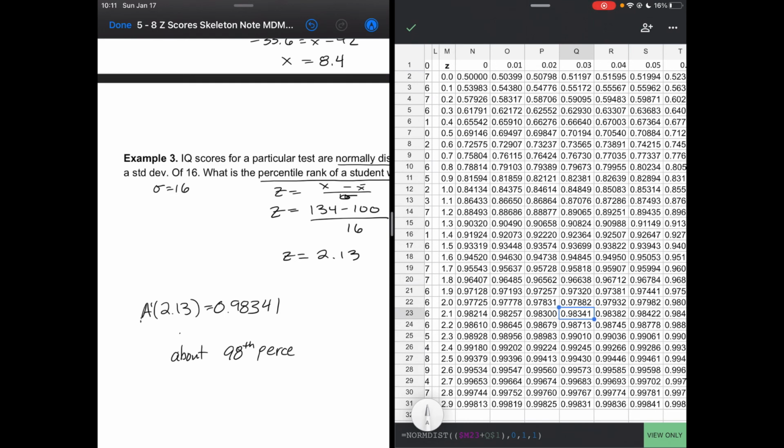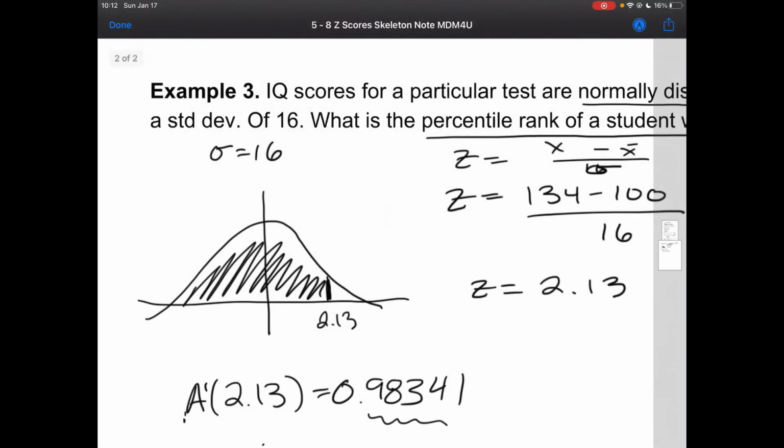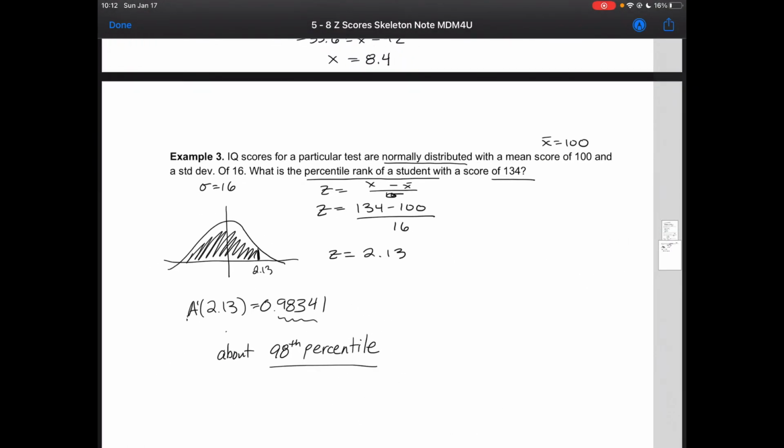Using that z-score table tells us how much area under the graph that covers up to that 2.13. So if I were to draw here like this, I know I've got a z-score of 2.13, so I'm quite far above the mean at 2.13. This represents the amount of area that is underneath the curve. And this tells me that the student is in about the 98th percentile. Those are some examples of how you calculate the z-score and how you can use it to determine statistics.